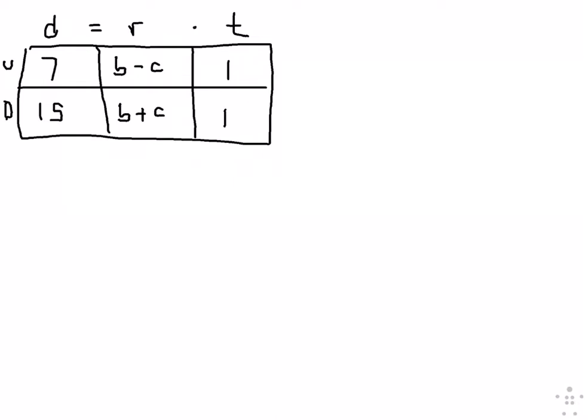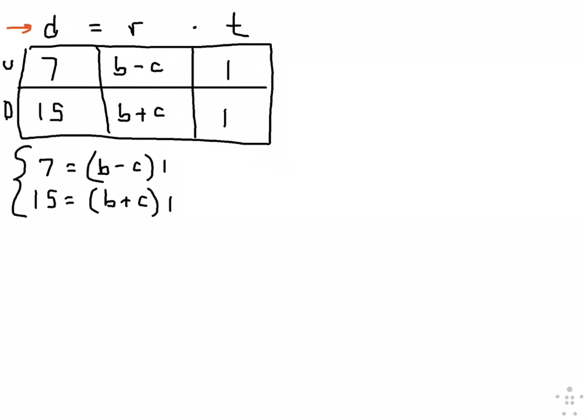So now we have our two equations right across the top, right? That's why we put this up here, right? So our first equation is 7 equals B minus C times 1, right? And the second equation, the downstream, is 15 equals B plus C times 1, right? So there's our system. So we can simplify this. We get 7 equals B minus C, and 15 equals B plus C.